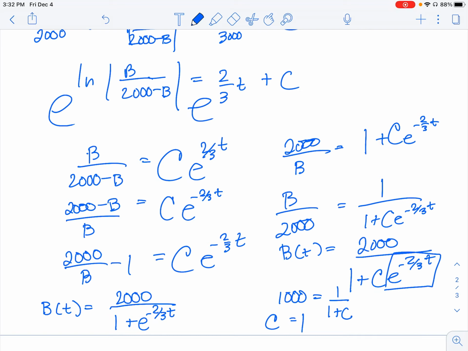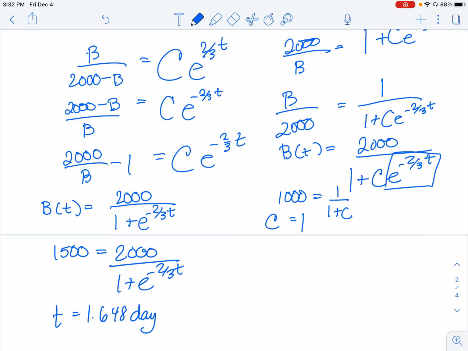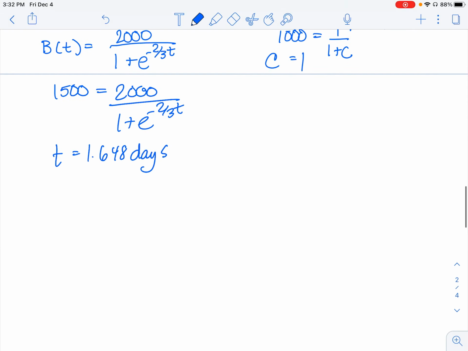Okay, so in how many days will it take the blood count to equal 1,500? So we're just doing some algebra 2. 1,500 equals 2,000 over 1 plus e to the negative 2/3 t. Okay, and solve for that. Again, practice your algebra. T equals 1.648 days. You need some work to solve for that. All right. Okay. Last couple here on the calculator portion.